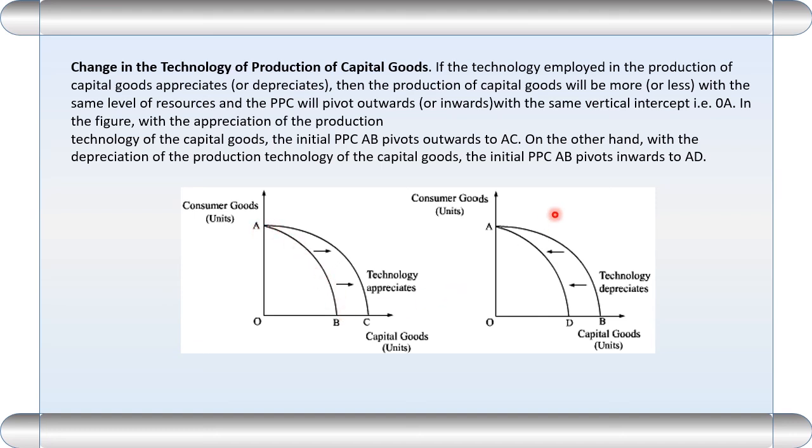Suppose there is a deterioration, a depreciation in the technologies of capital goods. What will happen? There will be a fall in the production of only capital goods. The shape will be like this one. It will shift from AB to AD.